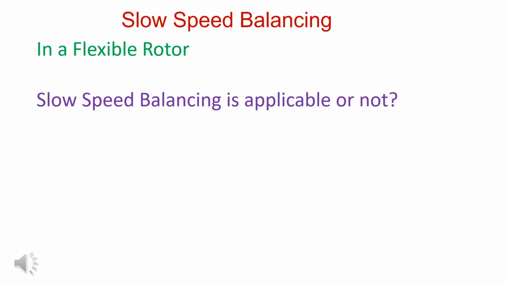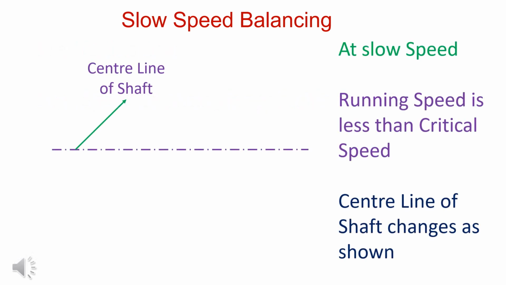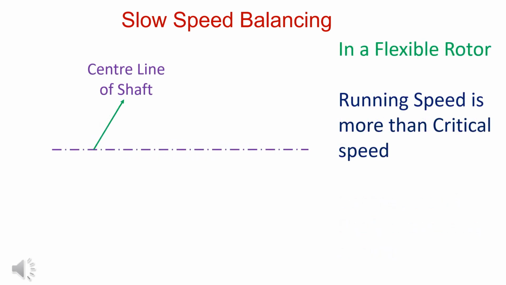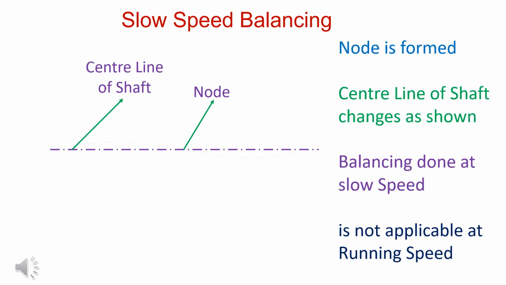In a flexible rotor, is it possible to do slow speed balancing? At slow speed, running speed is less than the critical speed. Central line of shaft changes as shown. In a flexible rotor, running speed is more than the critical speed. Central line of shaft changes as shown. Balancing done at slow speed is not applicable at rated speed.